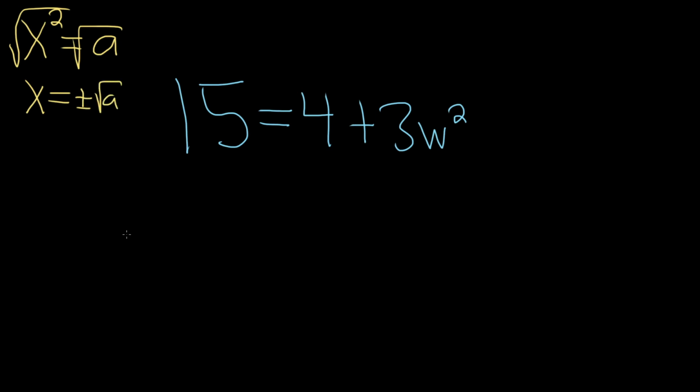So here in this problem, it's not x, it's w. We'll start this problem by trying to solve for w. Because there's a positive 4 here, we'll start by subtracting the 4. So minus 4. That gives us 11 equals 3w squared. Then we can divide by 3. So divide by 3, divide by 3. That means w squared is 11 over 3.